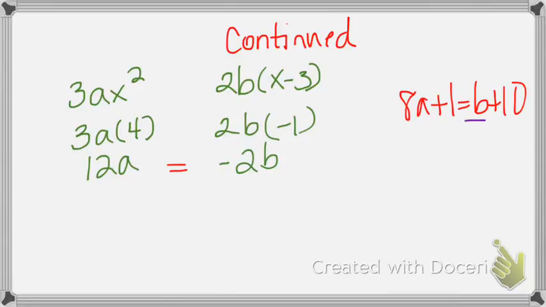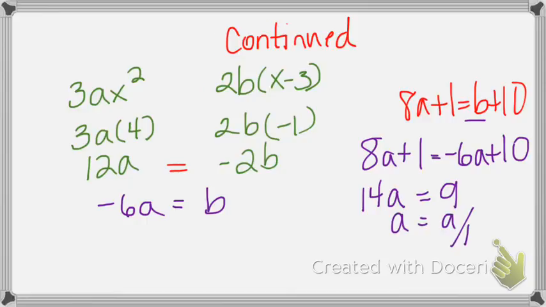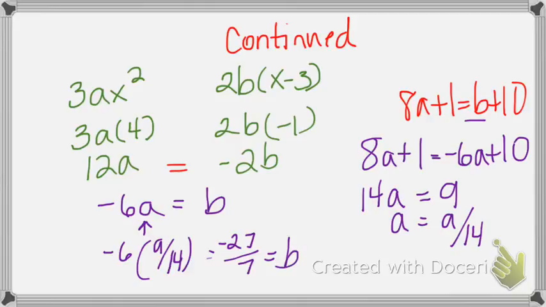So I'm going to divide both sides by negative 2. And I'm going to take that and plug it in for b. Add 6a on both sides. Subtract 1. I get a is 9/14. Come back here and plug in your a. And if you reduce it, you get negative 27/7, and that is b.